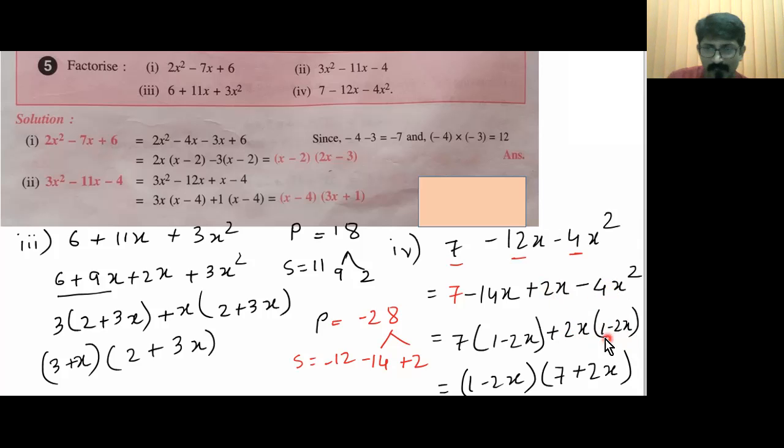Isn't it simple? Now if you observe very carefully, once again 1 minus 2x can be taken out common. So in the second bracket, 7 from here and plus 2x from this second bracket. I hope you understood this very well.